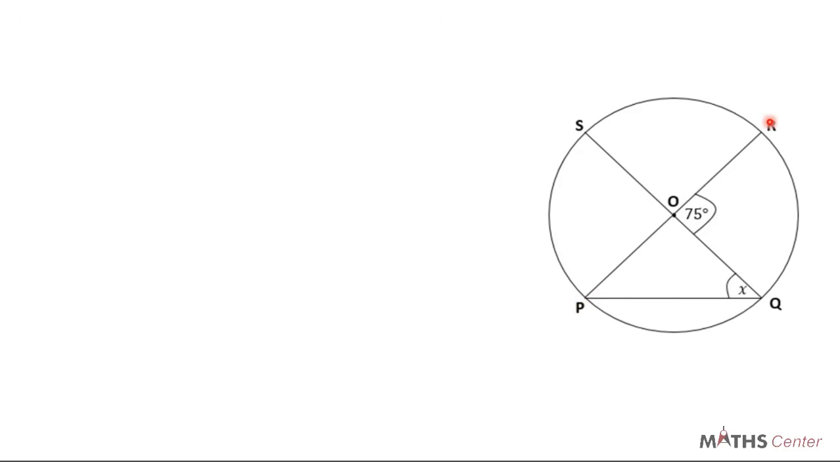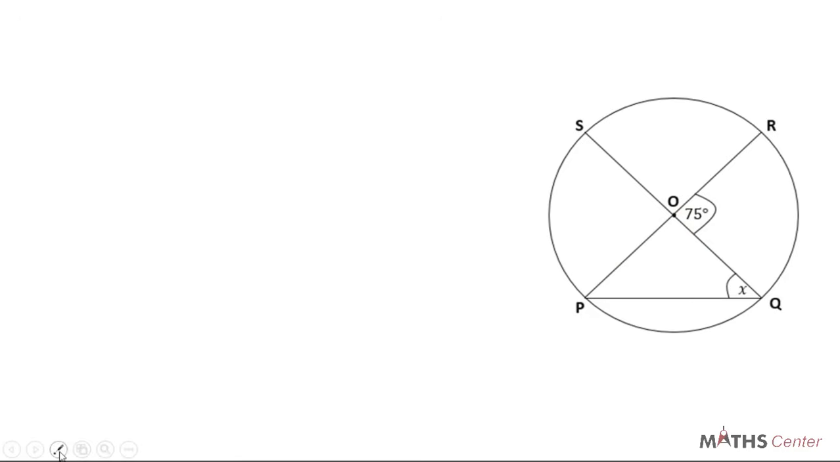PR is also a diameter. Now look at it very well. We know that a line drawn from the center of the circle to a point on the circumference is the radius. So what it means is that line OP is a radius. Line OQ is also a radius. What do you know about radius of a circle? We know that it's always equal. So what it means is that line OP is equal to line OQ.